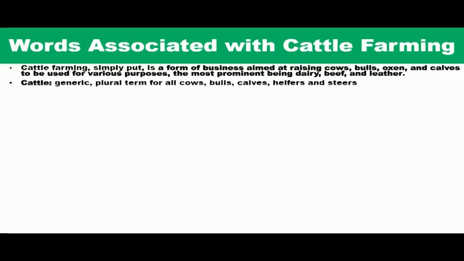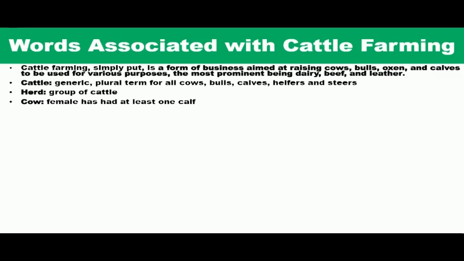Then cattle is the generic name, the plural term we use for all cows, bulls, calves, heifers, steers, and so on. So all of them are classified as cattle. You know, the word cattle originates from the Latin word capul, which refers to herd. So when you talk about the group of animals that we can call cattle, okay? Then herd refers to a group of cattle, all right?